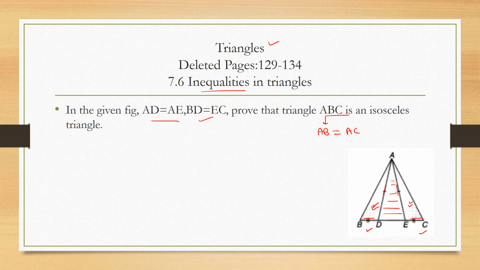What would be the third thing? Okay, can I say that these two angles will be equal? Why? Angles opposite to equal sides are equal. So I will say angle ADE equals angle AED because angles opposite to equal sides are also equal. Correct? Now, but what if I got this?